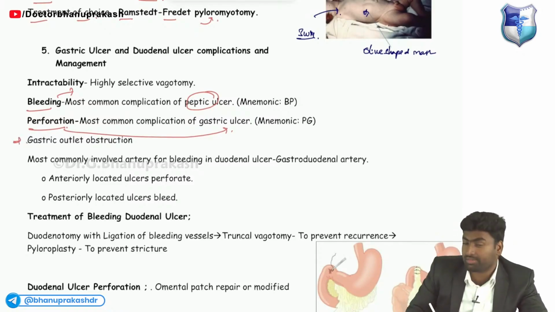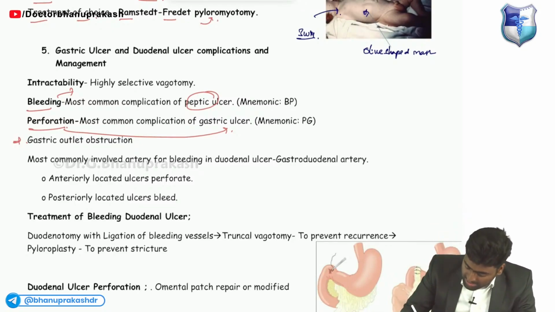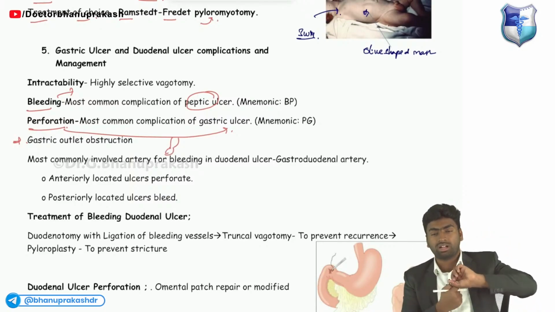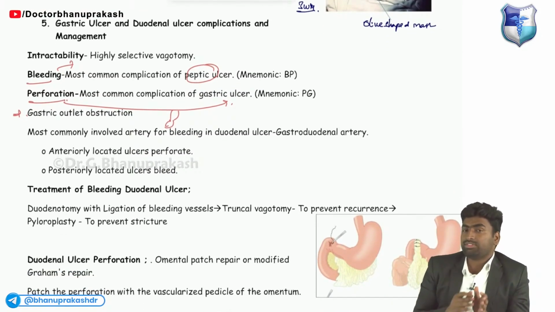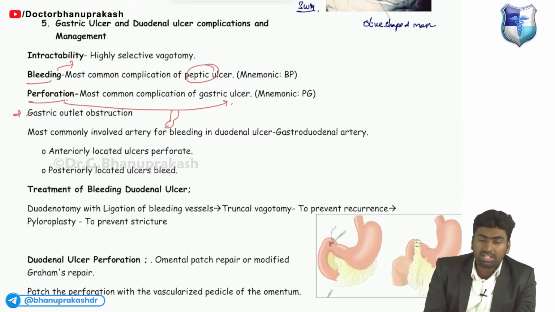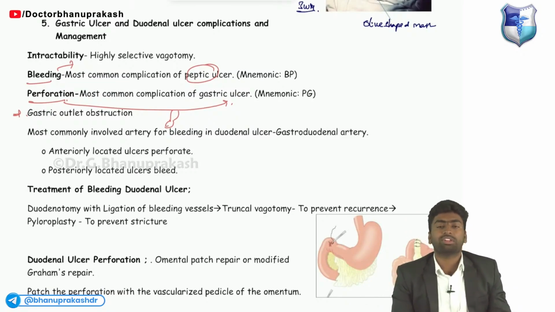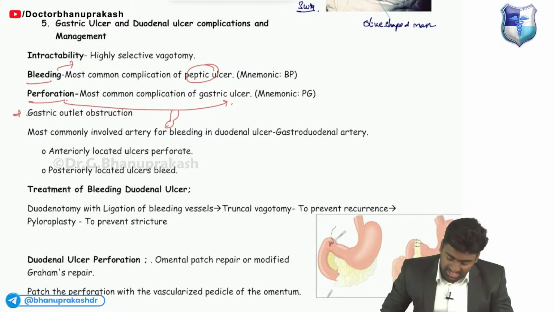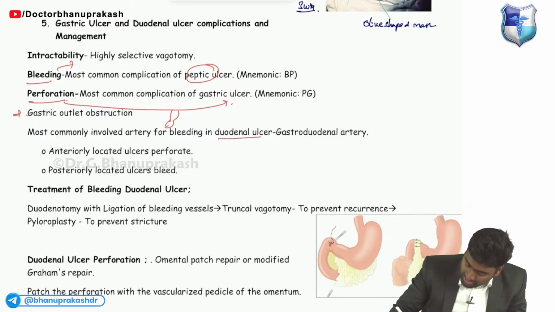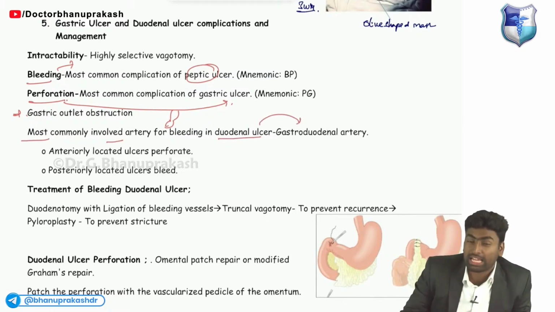There is one more complication, which is known as gastric outlet obstruction. Because of the ulcer there will be scarring, and because of this scarring the stomach may turn and cause gastric outlet obstruction. If there is bleeding, we need to know which artery is bleeding so that we can control it. For example, in juvenile nasopharyngeal angiofibroma, the artery responsible is the sphenopalatine artery. Likewise, the most commonly involved artery in bleeding from a duodenal ulcer is the gastroduodenal artery.